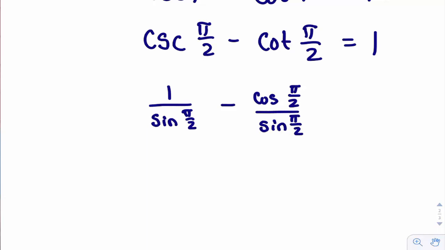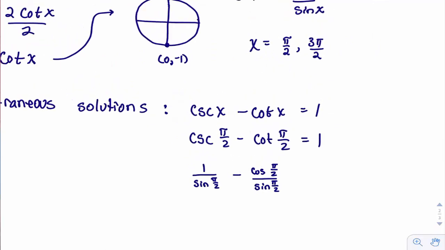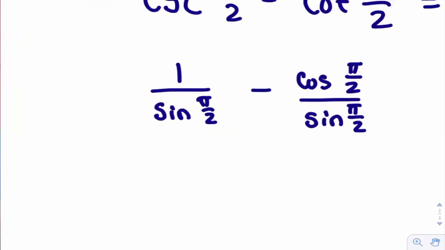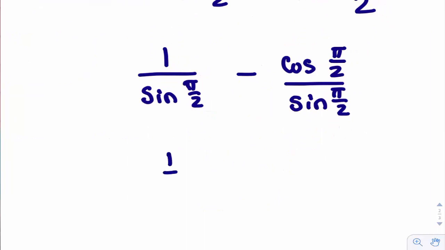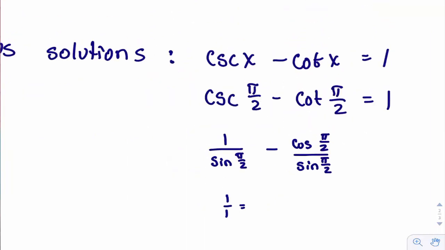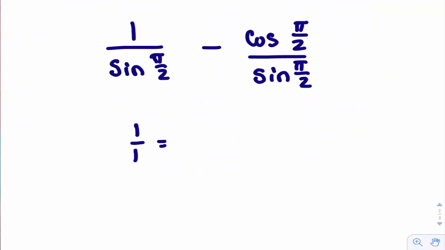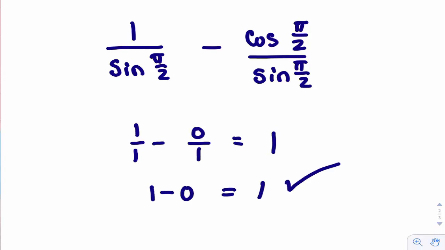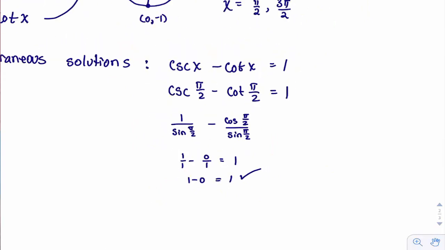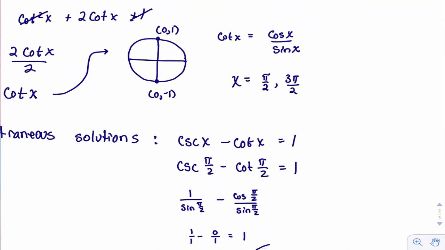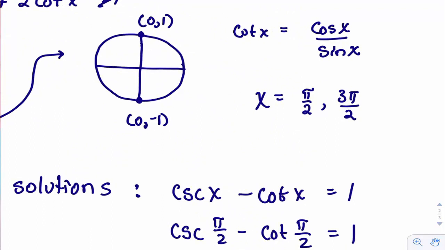So again, sine pi over 2, if you know your unit circle, literally we're just going up to this point 0, 1. Sine's your y value, so that's going to be 1 over 1. And cosine over sine is your x value divided by your y value, which is 0 over 1. And again, does that equal 1? Well, 1 minus 0 does equal 1, so this answer does check out. So we are good. And if you understand the period for cotangent is pi, I don't need to check this second answer because it's going to be the same thing, because it's along the period.